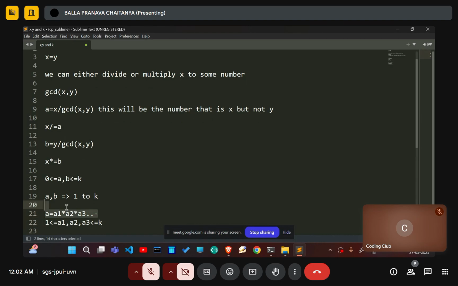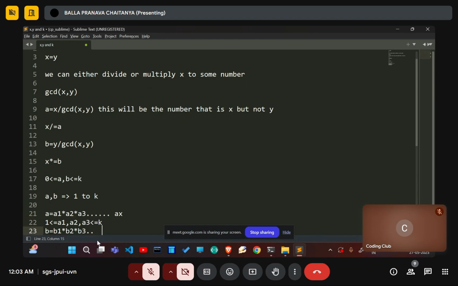To find this product, or to minimize the number of numbers in the product, we can apply dynamic programming ideas. Similarly, b can be expressed as a product b1 into b2 into b3 and so on, and we multiply x separately by b1, b2, b3 and so on. After doing all these operations, it becomes equal to y. Now the problem is to minimize the number of numbers expressed in the product.